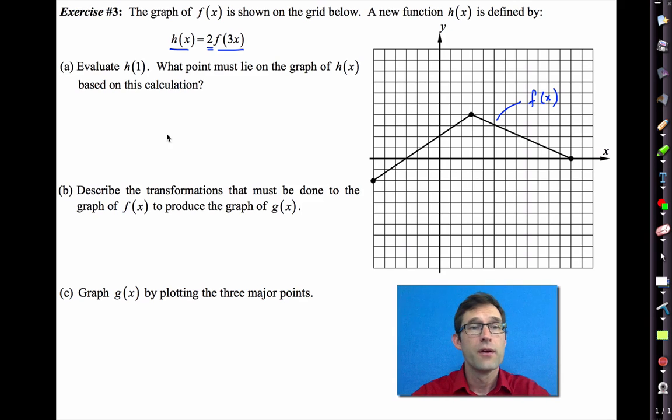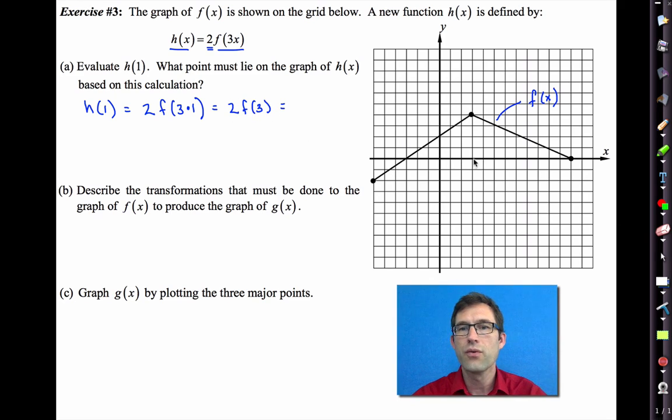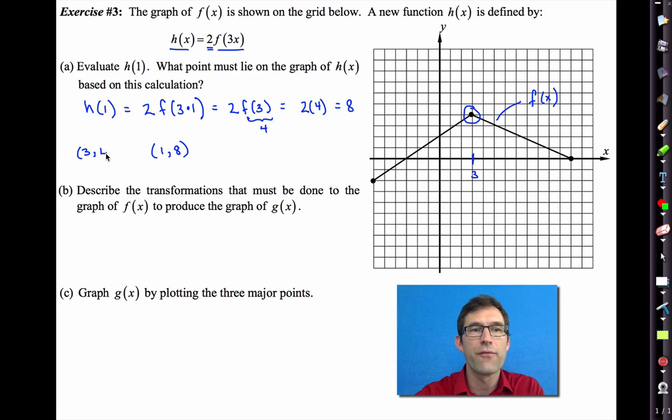All right, well, follow the rule, right? h of 1 will be 2 times f of 3 times 1. So that's 2 times f of 3. Well, what's f of 3? Well, 1, 2, 3. Here's 3. 1, 2, 3, 4. So f of 3 is equal to 4. So I'll get 2 times 4, and that'll be 8. So that'll be the point 1, 8. But notice it was really based off of the point 3, 4 becoming the point 1, 8.